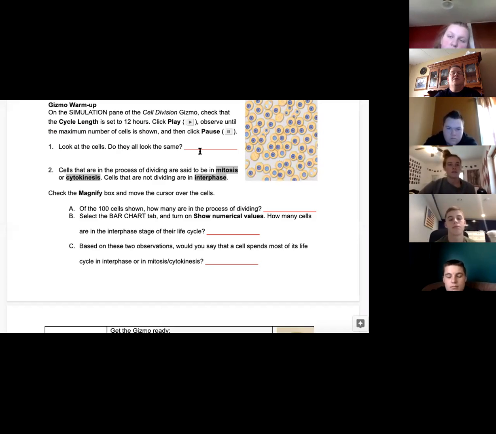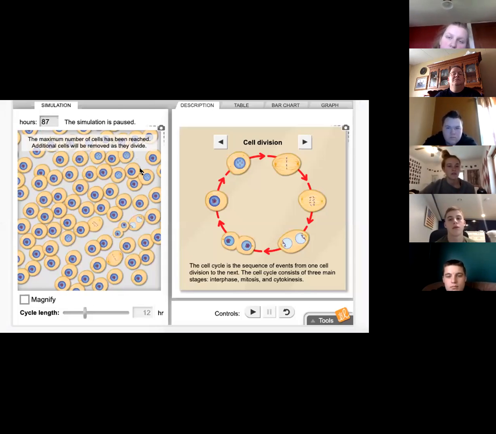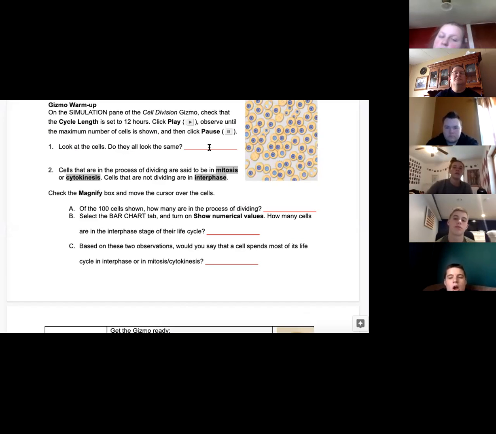So look at the cells. Do they all look the same? Do all of the cells look the same? Nope. No, right? There's some that are in different processes of mitosis. So see what you can get done on that.